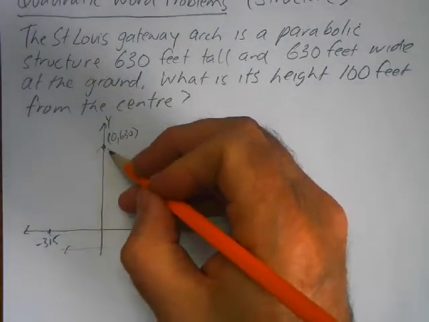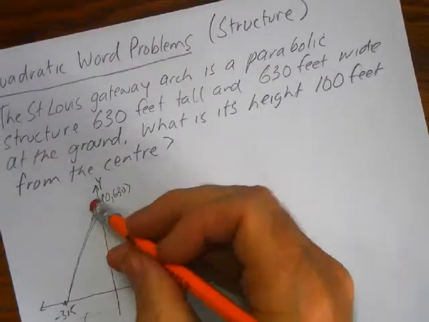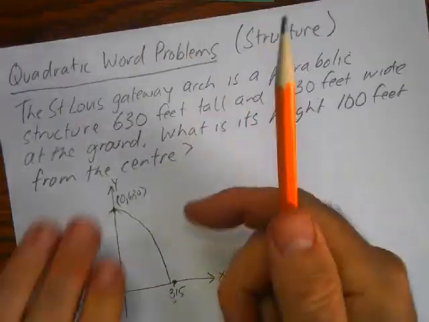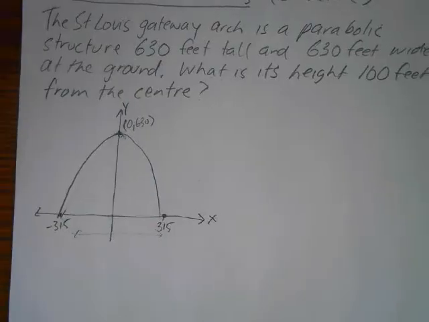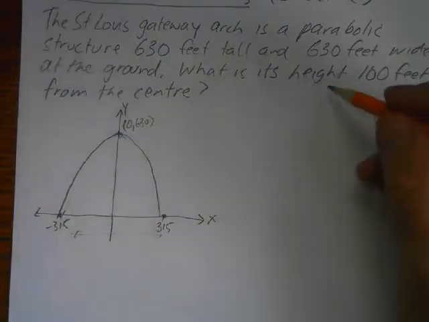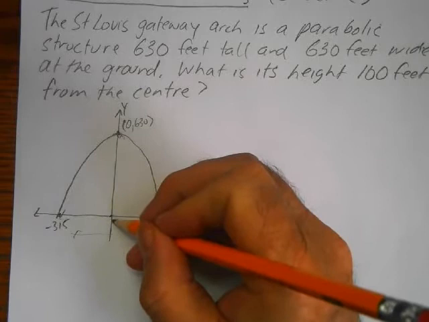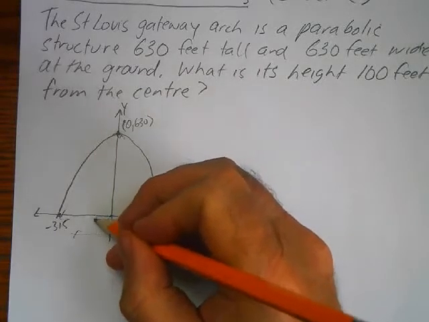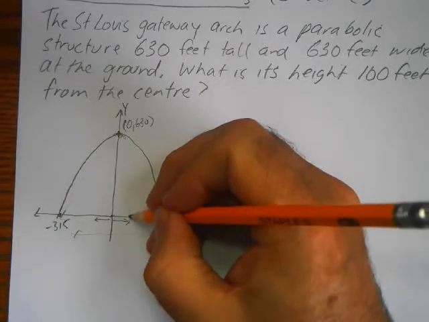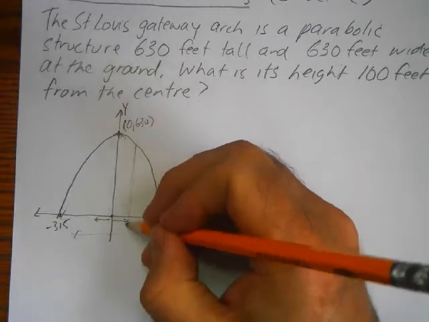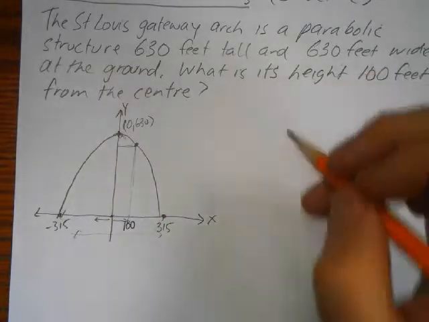So when I draw my arch, let me do that side again. So the arch looks something like that. Okay, so the question is saying, what is the height 100 feet from the center? So that means 100 feet from the center, well, it could be that way or that way, 100 feet. Now, it doesn't really matter. This is symmetrical, so whichever way I go. So if I say that's at 100, I'd like to know, what is the height there?